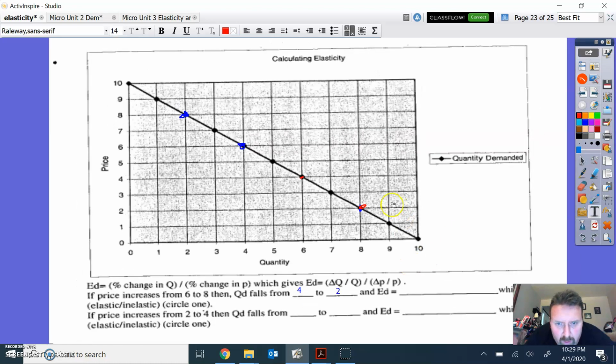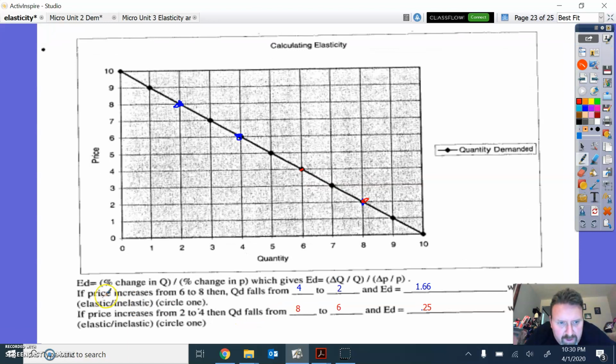What happens to quantity demanded? Well, quantity demanded at that time was 8, right? And now it's going to be 6. Okay, so take a minute and calculate the elasticity of demand of these two figures. Did you get it? Okay, up here I got 1.66, and here I got 0.25. Sorry, should have read. There we go.